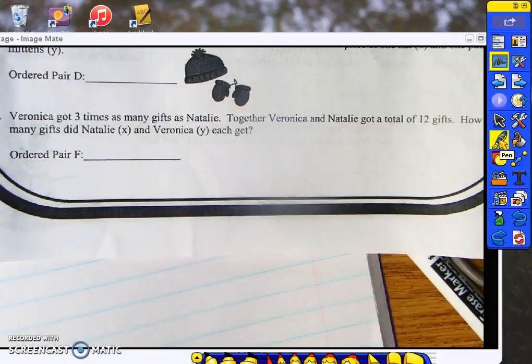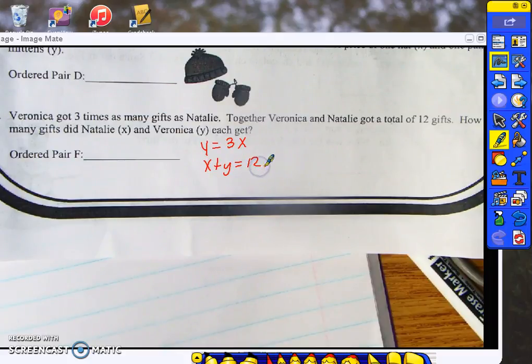Alright, last one. Veronica got 3 times as many gifts as Natalie, so Veronica is y. She got 3 times more than Natalie, which is 3x. Together, they got a total of 12, so x plus y is 12. How many gifts did Natalie and Veronica each get? We're going to take what y is equal to and substitute it for y in the other equation. I can't combine like terms inside the parentheses. I can't distribute anything to the parentheses. So all I'm doing is x plus 3x, which is 4x.